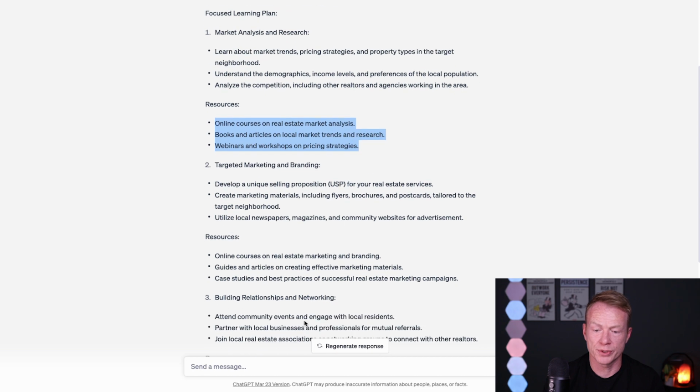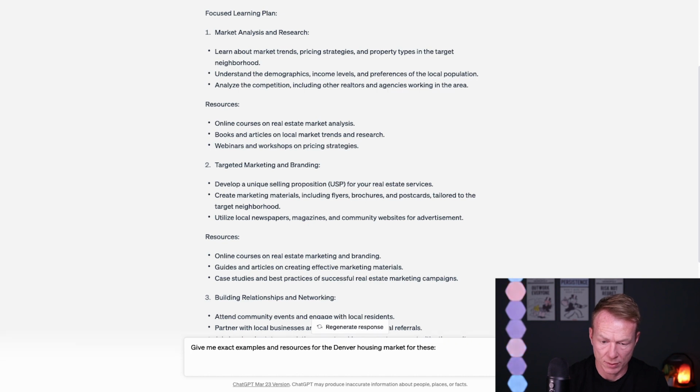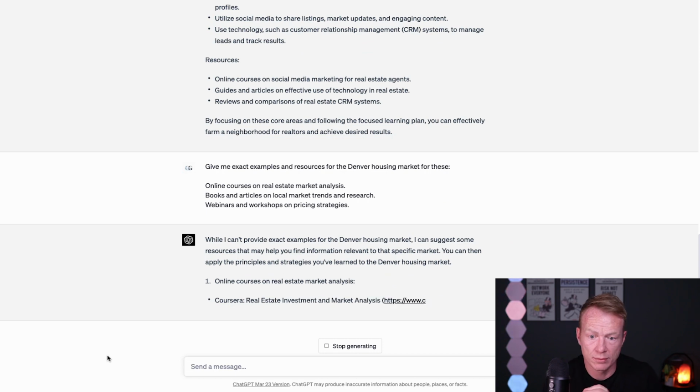I'm going to copy those, and I'm going to say, give me exact examples and resources for the Denver housing market for these. And I'm going to paste this. Let's see what happens.